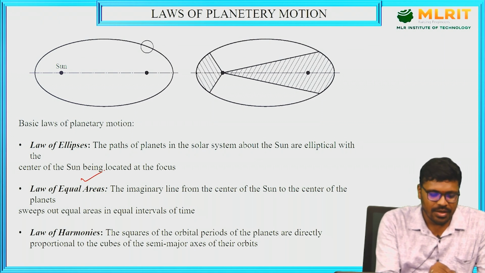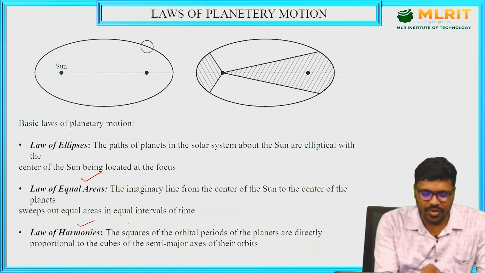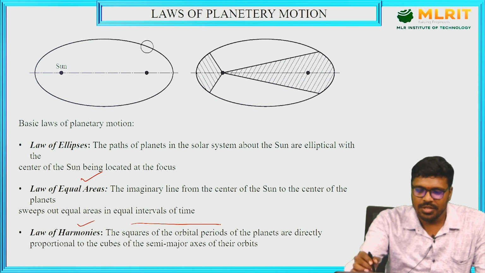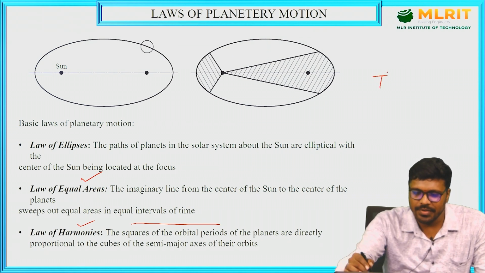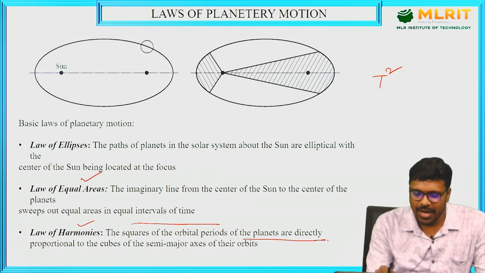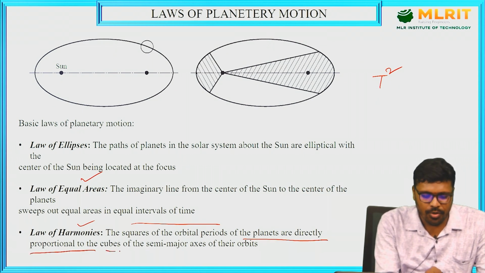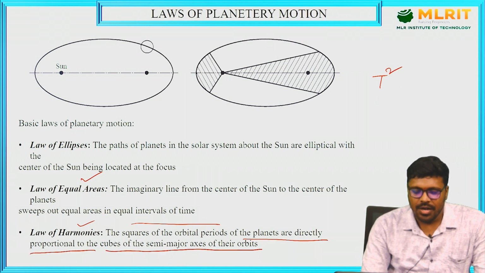And the third one, the law of harmonies. The square of the orbital periods, suppose the orbital period is T, so T squared, of the planets is directly proportional to the cube of the semi-major axis of their orbits.